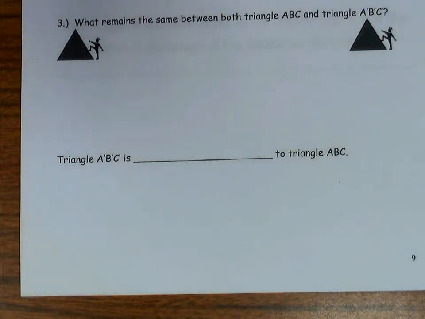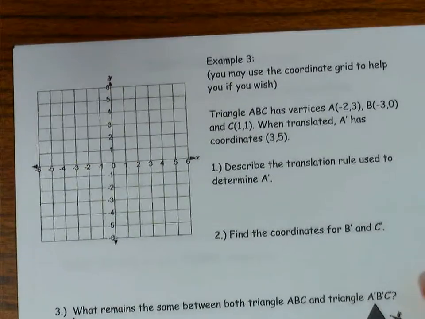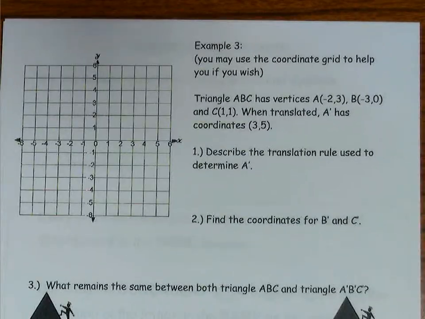And I do have one more example for you. Actually, I might have a couple more examples for you. So example 3. This has got a little twist to it. Triangle ABC has vertices that are given (-2, 3), (-3, 0), and (1, 1). When translated, A has the coordinates of (3, 5).